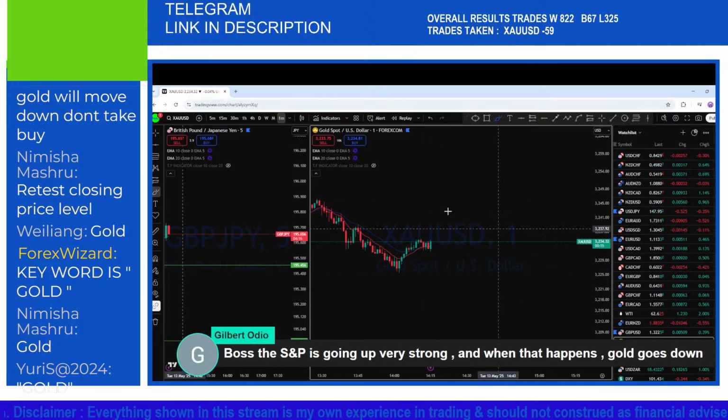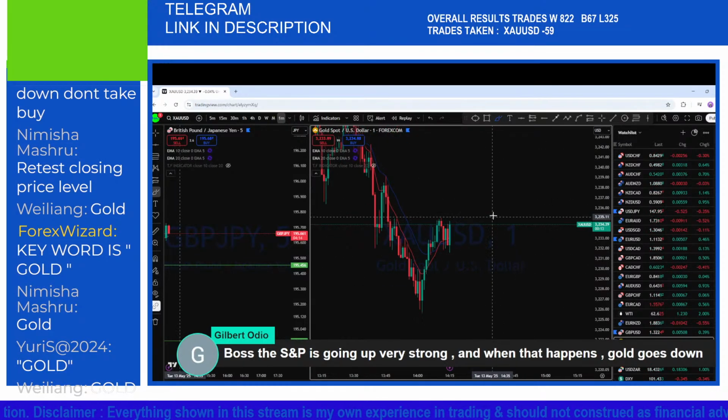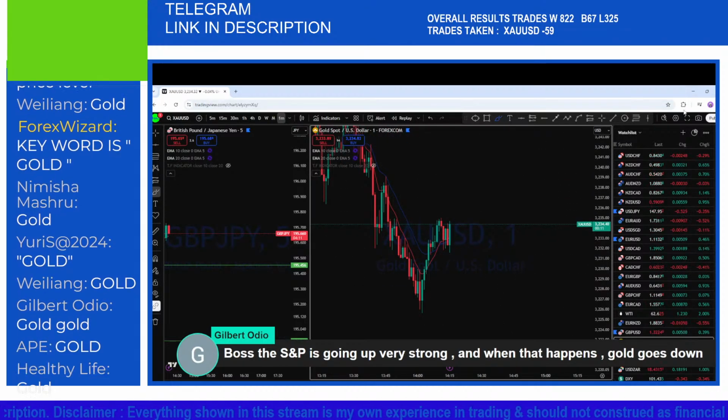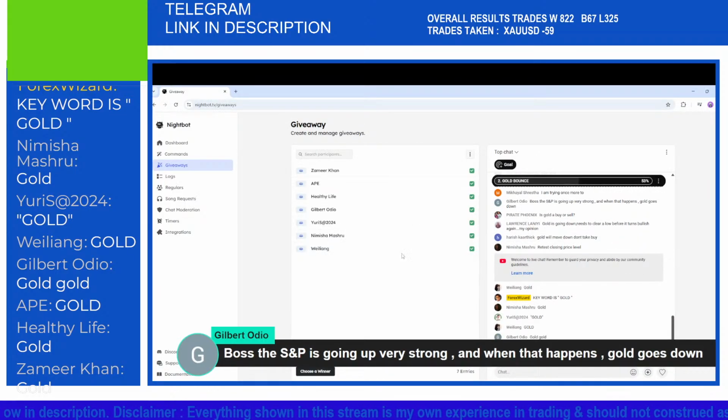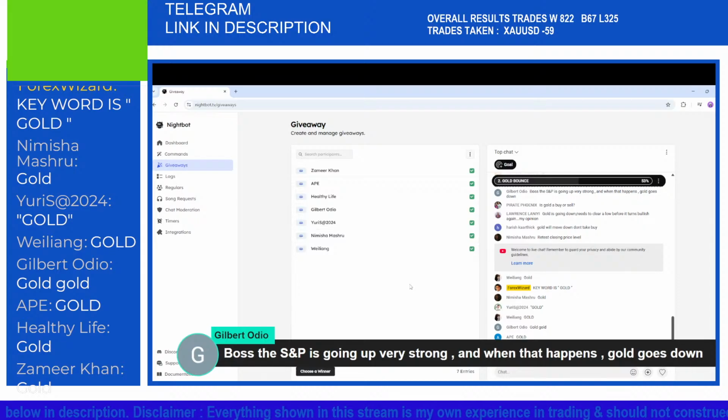So you can see that it's consolidating, also moving in that direction. So we'll leave it for a little more clearer directional bias.